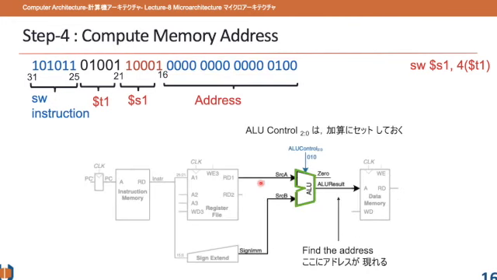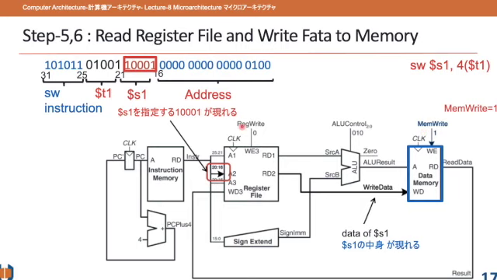Here you get the first source that contains the base address, and here is the offset. The ALU control is set for add, so these two are added to find the memory address. Up to this point, it is totally similar to the load word instruction. What is different? Now we have the memory address, so we need to write the data of S1 to the memory address here.